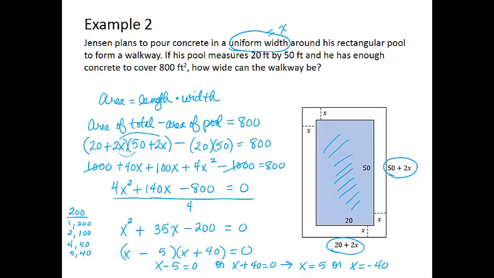But because we're trying to figure out the width of a walkway, the negative 40 does not make sense in the context of this problem, so the walkway would have to be 5 feet for these dimensions to be satisfied.